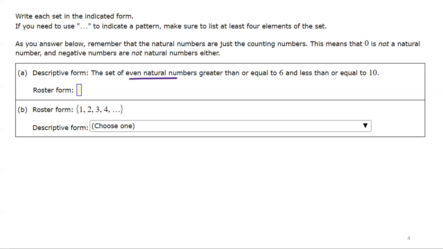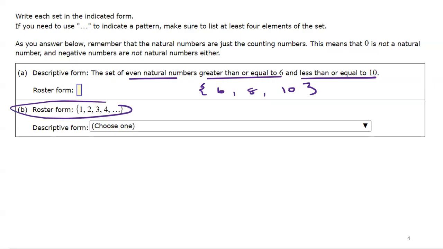Those are even numbers, but it's telling us it has to be greater than or equal to 6. So that means it could be equal to 6, but less than or equal to 10. So it cannot be greater than 10. So we have 6, 8, and 10. Those are your even numbers. And again, they want roster form, so we just put this inside our brackets here. Just like the one over here.